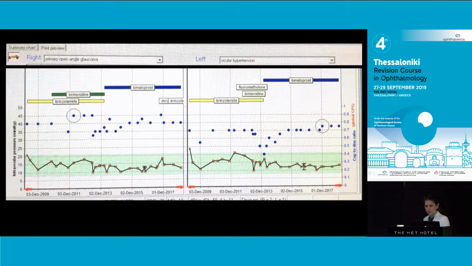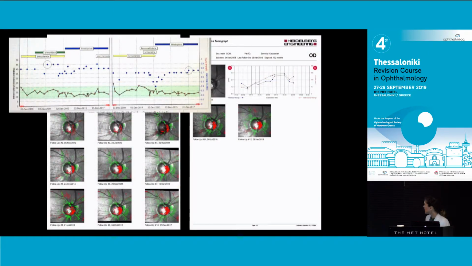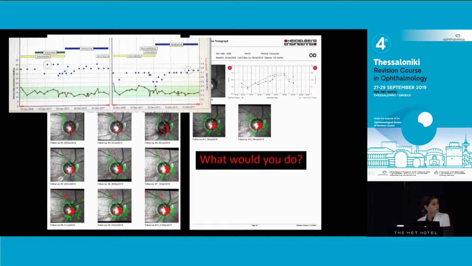This is the pressure. And this is the HRT. This is the example that I used for the printout. This disc is clearly getting worse. What would you do? Anyone would do surgery? Add the prostaglandin. Great, okay, let's talk about that for a moment.